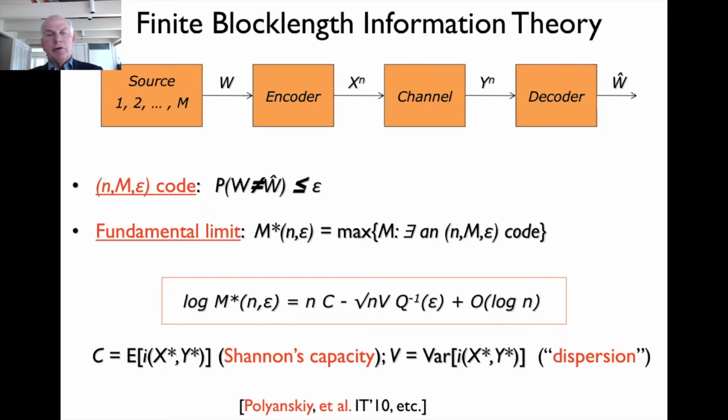And then a fundamental limit for any channel is the maximum size source, that is the largest number of bits you can transmit through the channel, such that there's an (n, M, epsilon) code. So this is a function of the block length n and the error probability epsilon. Now, if we take the log of this and divide by n and let n go to infinity and epsilon go to 0, we get the Shannon capacity. That's one of Shannon's fundamental results. That's the capacity of a channel. It's asymptotic. So what if we don't have an asymptotic situation? What if n and epsilon are finite?